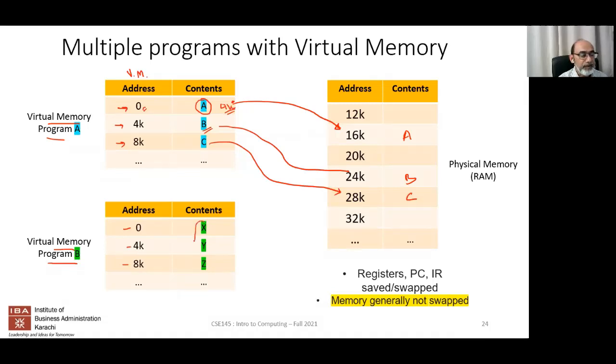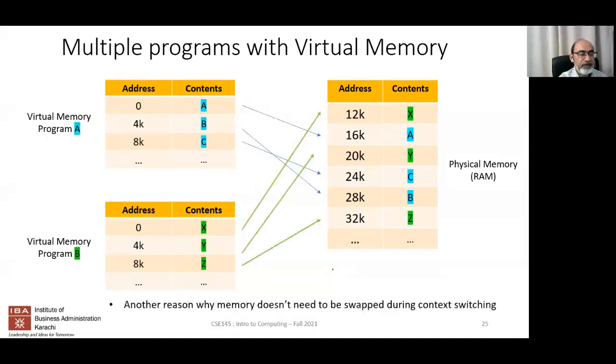code or data over here, X, Y, and Z. And these could, in the physical memory, be in different locations, but they won't obviously be overlapping. So for example, X could be in location 12K, Y could be over here, Z could be over here. So this is just a depiction of that. So hopefully now you understand that.